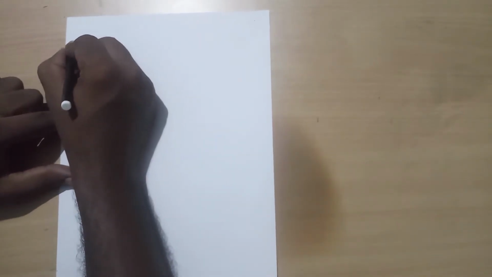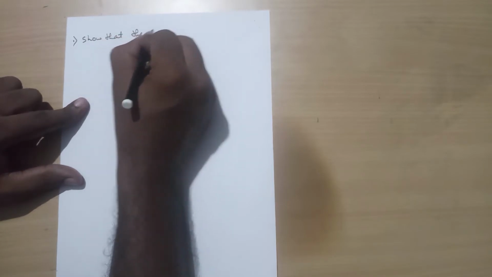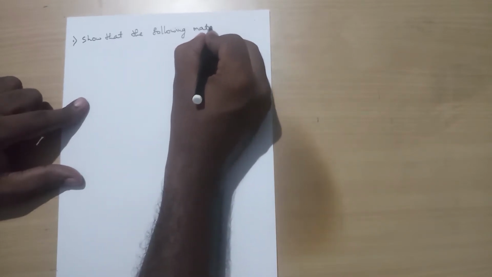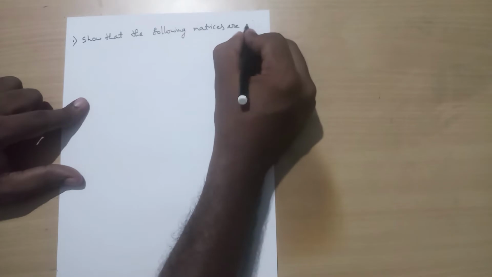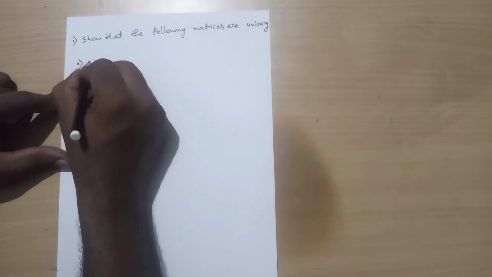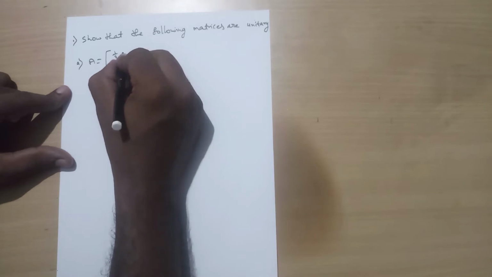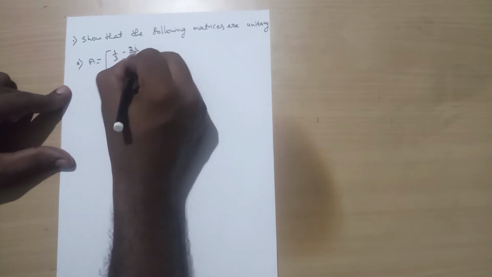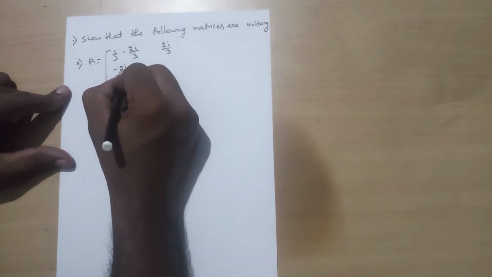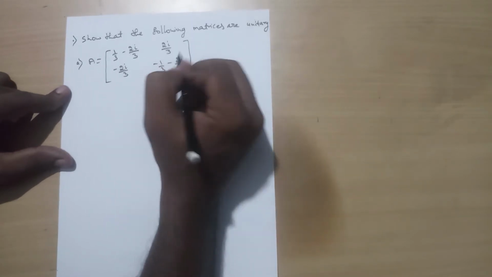First one, show that the following matrices are unitary. So first one, A equals matrix A equals 1 by 3 minus 2i by 3, 2i by 3 minus 2i by 3 minus 1 by 3 minus 2i by 3.